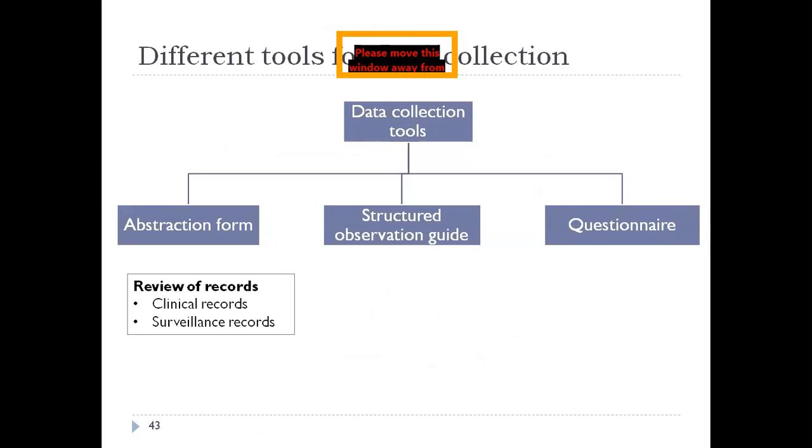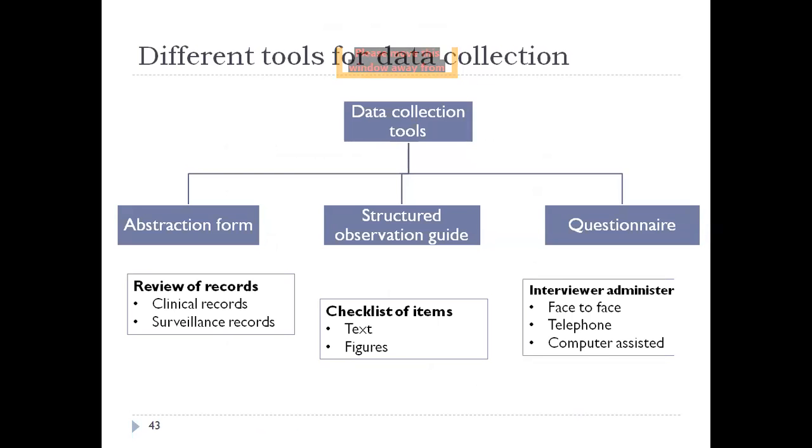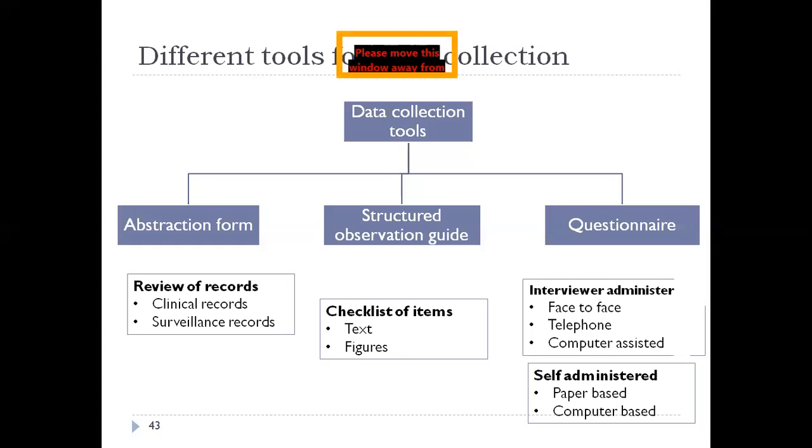Abstraction forms include review of records, clinical records, and surveillance records. Structured observation guides include checklists of items, and questionnaires could be interviewer administered, face-to-face, telephonic or computer assisted, or self-administered, paper-based or computer-based. Now today you'll also see a lot of audience response polls on the television, Kaun Banega Crorepati. That is also a type of questionnaire.